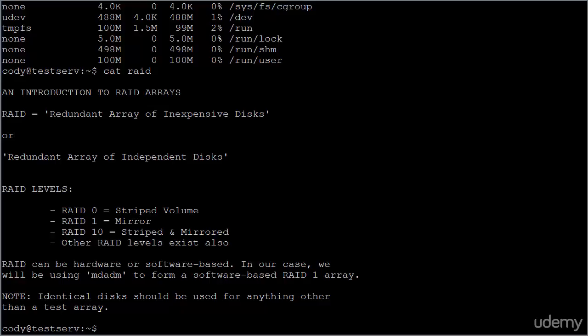But if you had two 1 terabyte hard drives in one single RAID 1 array, and one of those hard drives failed, you wouldn't lose any of your data because the other hard drive would contain all of the data, all of the information, and you wouldn't have to pull from your backups either because that disk would have everything current on it.